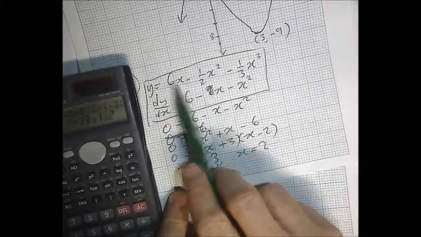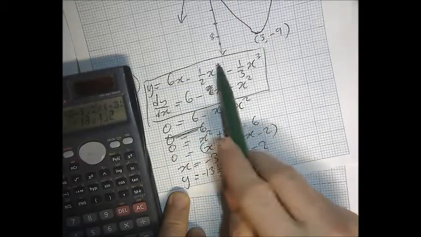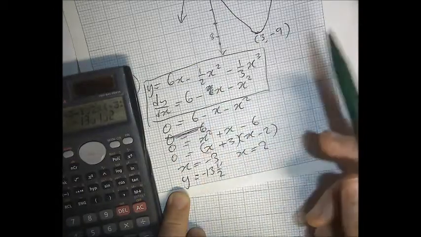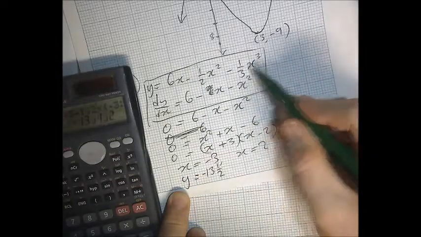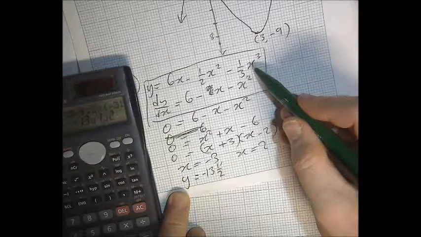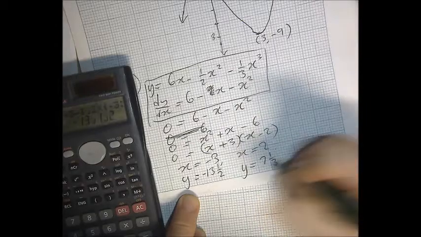If x equals 2, that's 12. That'll be a 4, so altogether this is 2, so 12 take away 2 is 10. Take away 2/3 is 7 1/3. The y-intercept is 0 again.